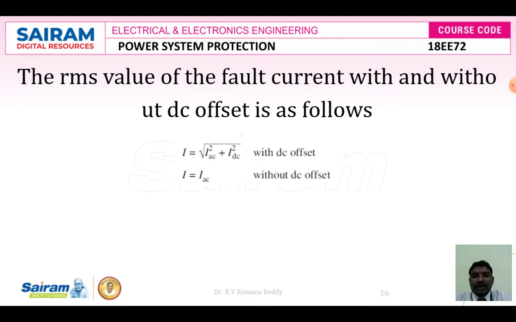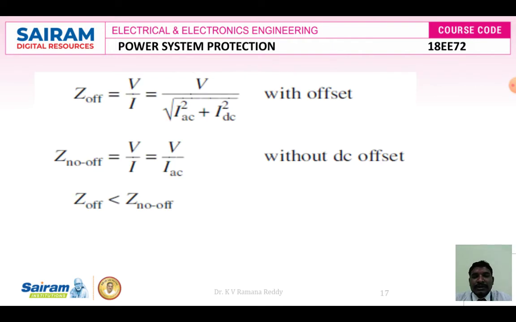I is equal to the square root of IAC square plus IDC square. This is for with DC harmonics. I is equal to only IAC, it is without DC harmonics. So now, without DC harmonics, what is the amount of the impedance offered between the fault location and the relay location? That is DC offset.